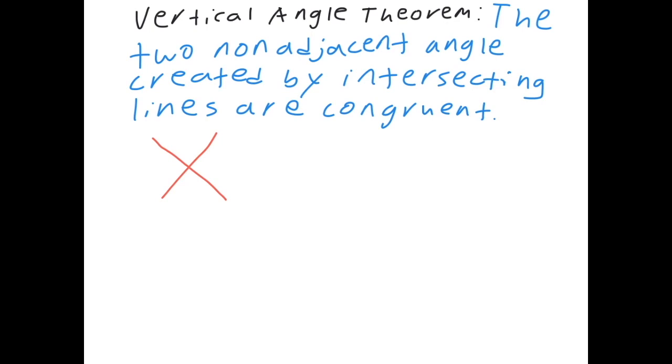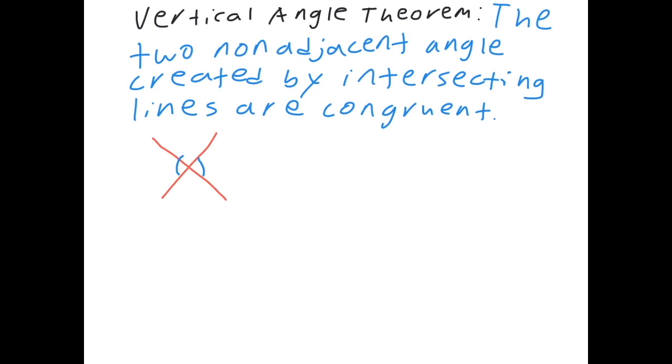Remember, adjacent angles are angles that are right next to each other and share a vertex and a side. So, looking here, this angle right here is adjacent to this angle and this angle, but it's not adjacent to this one. So that means this angle and this angle are congruent.